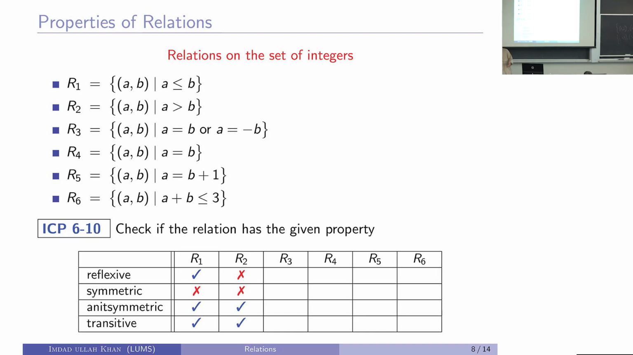Yes, because A is less than or equal to A, right? Those of you who said B, the word B is not there, okay? If a number is less than or equal to another number, then those two are related. So A is always less than or equal to itself. Any number is less than or equal to itself. So R1 is reflexive. Is R1 symmetric?